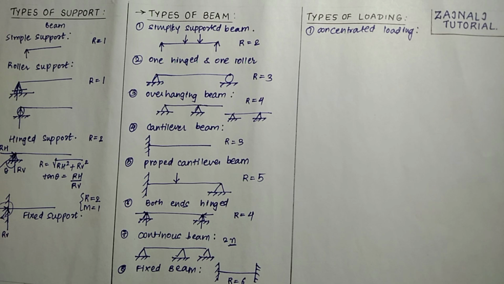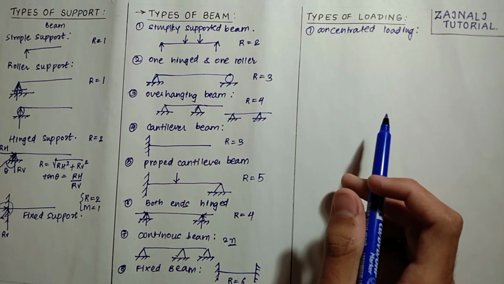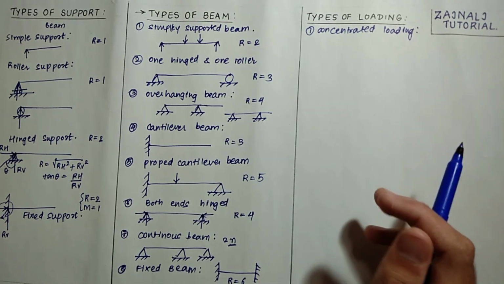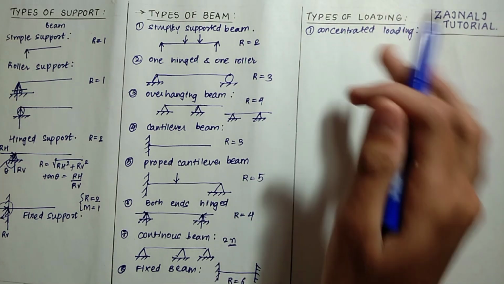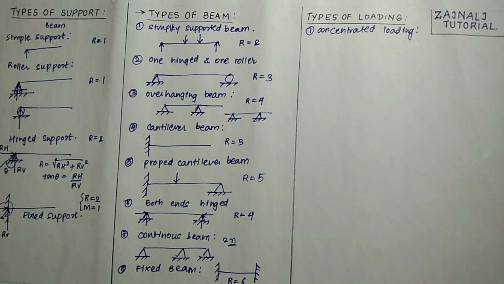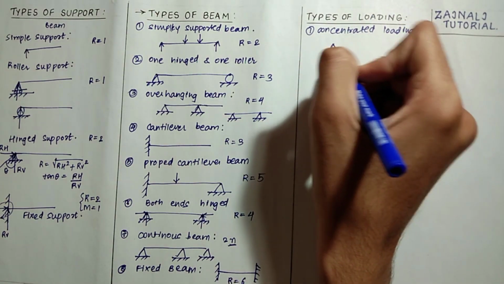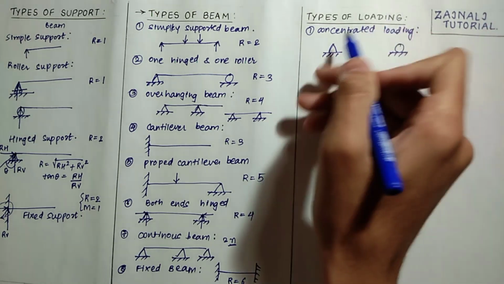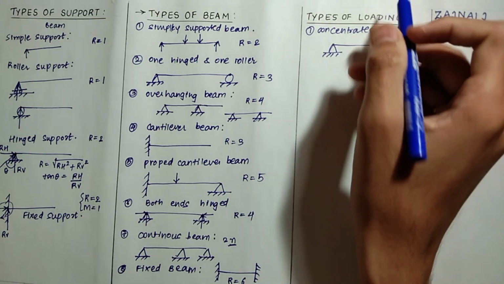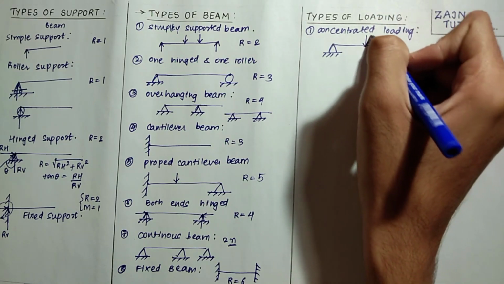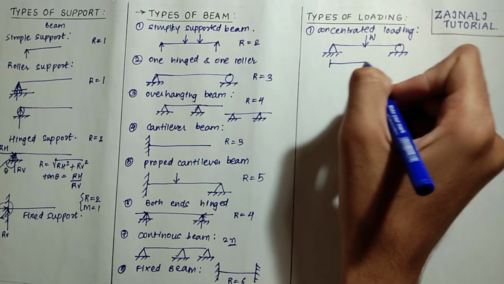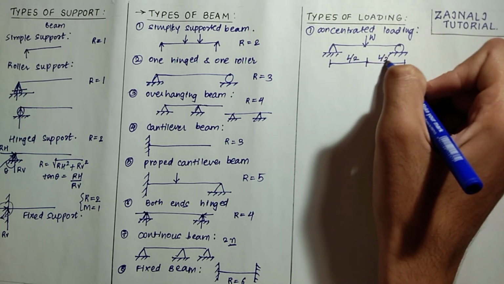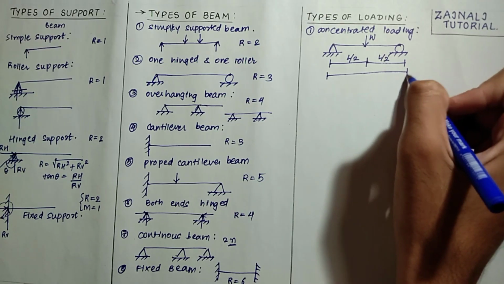Generally there are 2 other types of loading, that is uniformly distributed loading and uniformly varying load. These 2 loadings have to be converted into concentrated loading for solving the problem. So let us represent the point load or the concentrated load. As I have told, this type of loading is most commonly used. This load W would be acting at a span of L/2 from either end, if the length of the beam is equal to L.